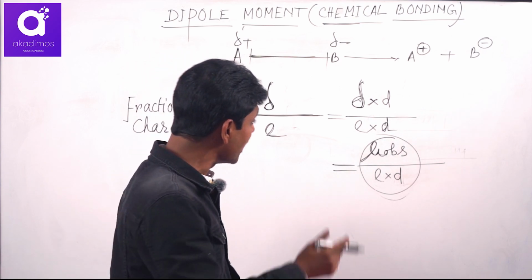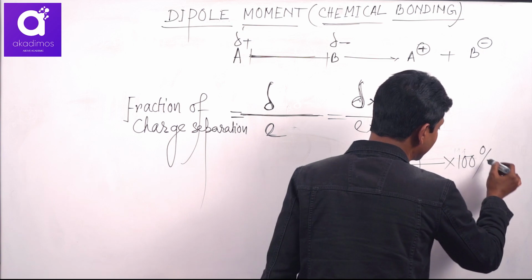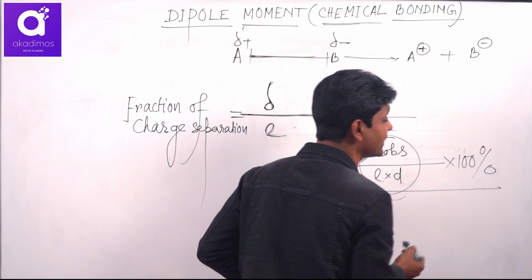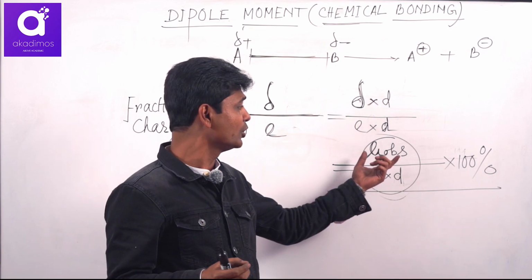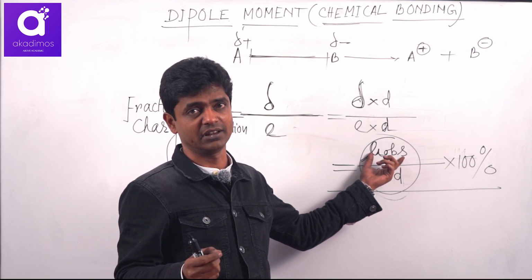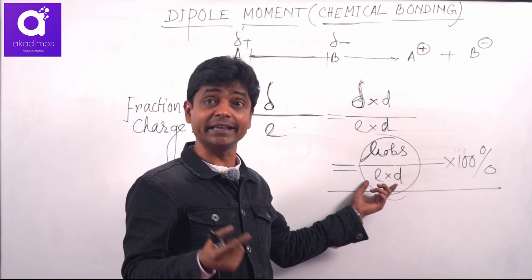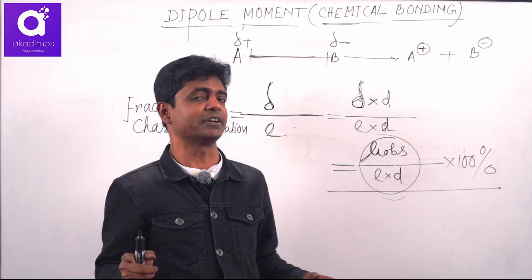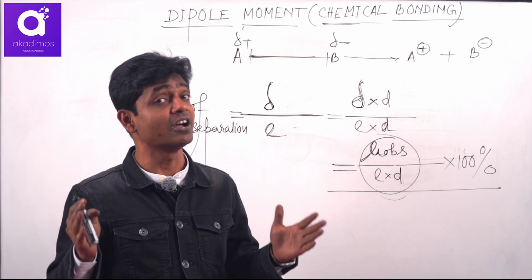Remember this thing. Now if I multiply it by 100%, from there you will get the percentage of ionic character of the bond. Now my point is, if the dipole moment is given for a particular bond like HCl or HF, and E you know already, and the bond length is given, from there you will easily get the percentage of ionic character of a bond.